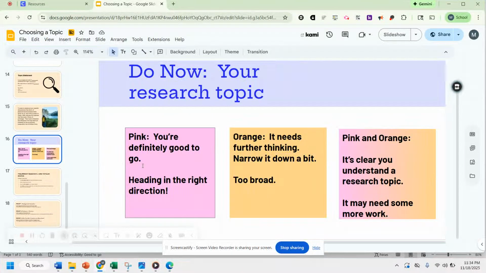So on Monday, remember, we chose our topics, and that's great. I left some stickers on your topic cards, and I want to quickly explain what those stickers mean. If you have pink, that means you're good to go. A pink sticker means you're heading in the right direction. It is not perfect. We will do more about that on Friday, but we're good to go.